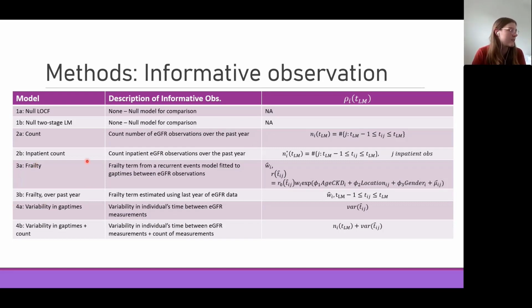The models 3A and 3B are where we start to get a little bit more complex. So there's some literature in, I guess, the joint modelling world that suggests that you can actually model the times between observations. That's quite a nice way to handle informative observation. So that's what we're trying to do here. We actually fit a kind of survival type recurrent events model to the times between EGFR measurements. And from that, we can estimate this W term, which is essentially a random effect or a frailty term. And then we use that as a predictor in the time to event models for kidney failure and for death.